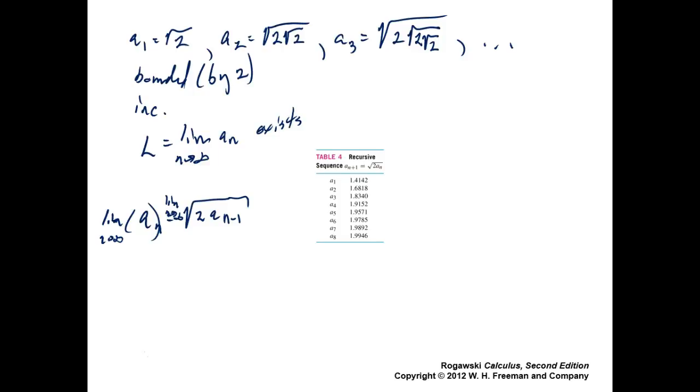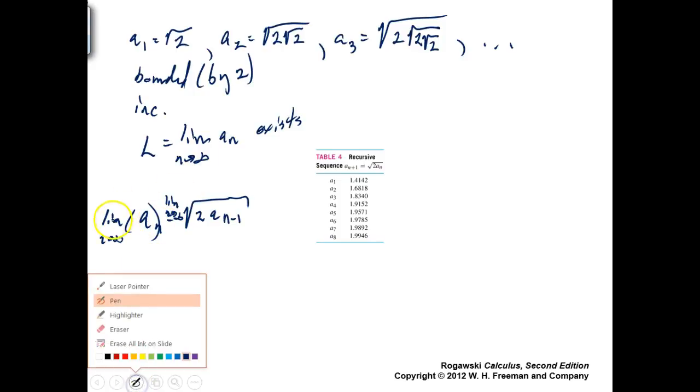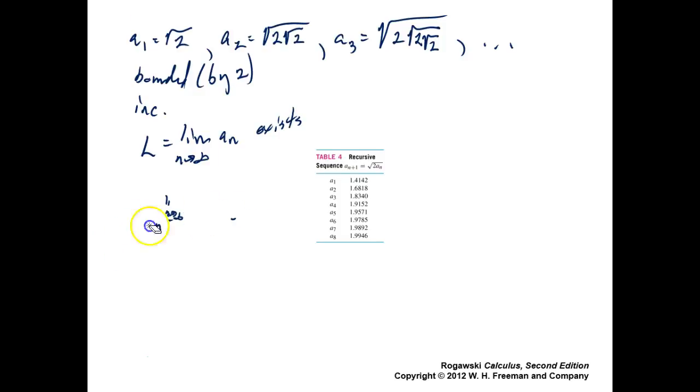Yeah, I think I need to do it the other way. Rather than doing n plus 1 here, do it this way. Sorry about that. Let me erase this. Okay. We were given this part. That's what L is. We also know that a sub n plus 1 is equal to, like we just said, the square root of 2 times a sub n. Okay? Just doing it the other way.